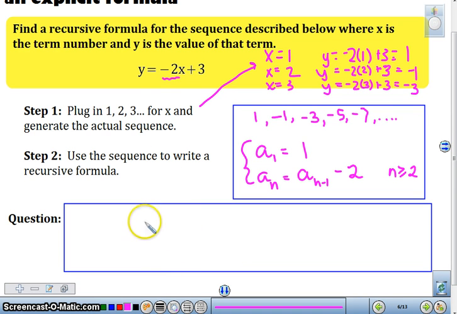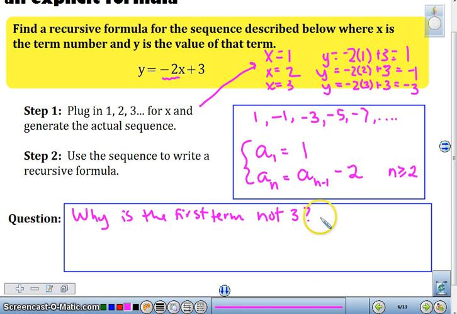So when we look at this, the question with this equation up here that I want you to think about is why is the first term not 3? Why is our first term not 3 when we look at that equation? And the thing you want to think about is that this is the y-intercept, 0, 3. That's like the term before 1. So why is 3 not the first term? It's the 0 term, if we wanted to think of it that way.